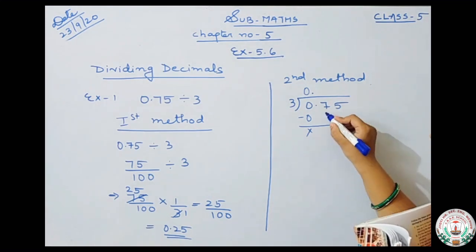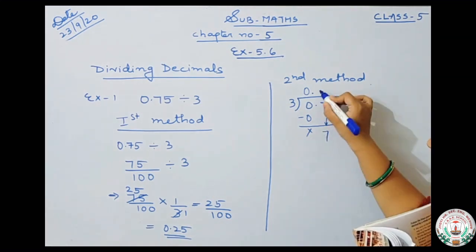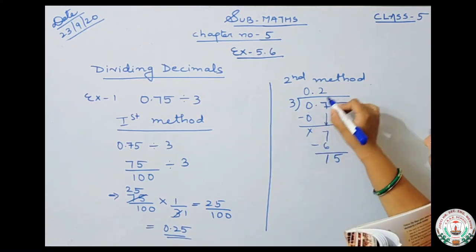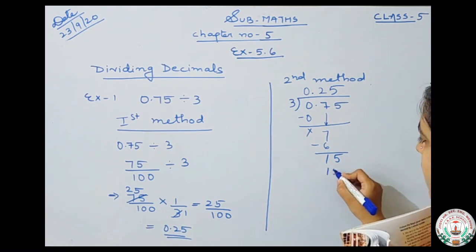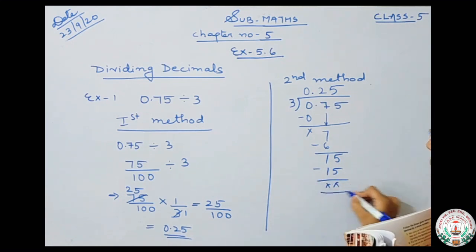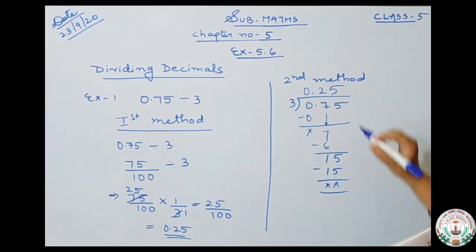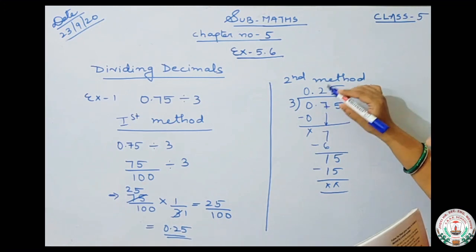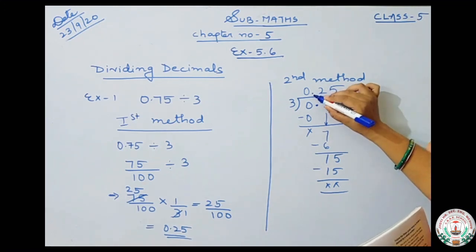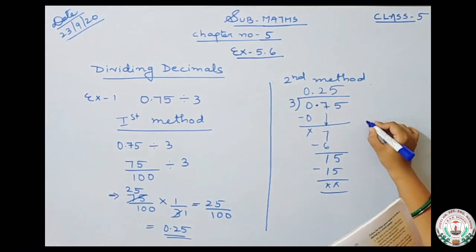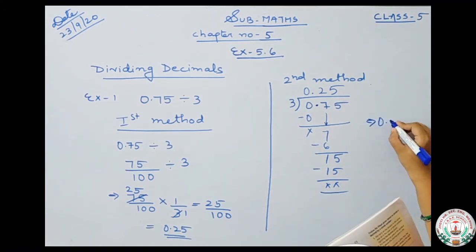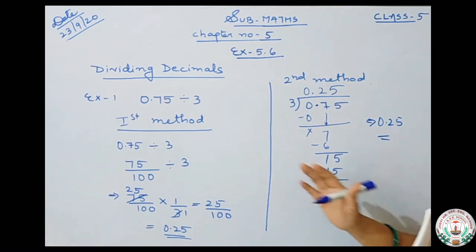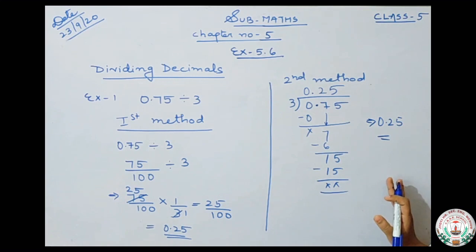Then we will note down the second number 7. 3 twos are 6. Minus it 1, 5. 3 fives are 15. Minus it 0. The most important thing is to place the decimal. Wherever the decimal is placed in the dividend, you have to place the same decimal point in the quotient also. So our answer of this question is 0.25. In this way you have to solve the question. This method is also correct.